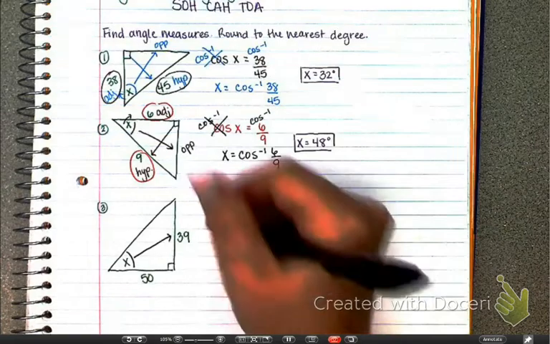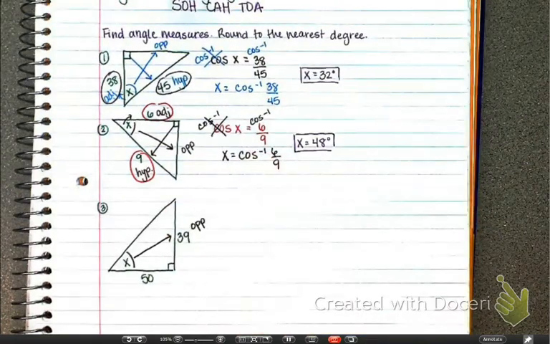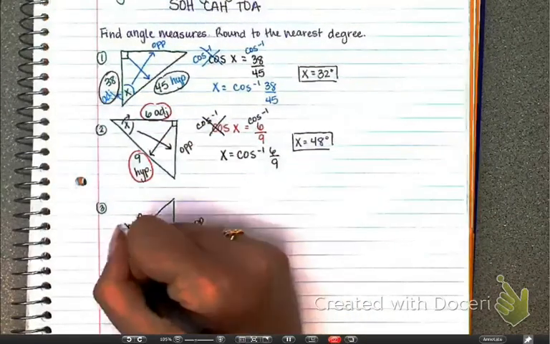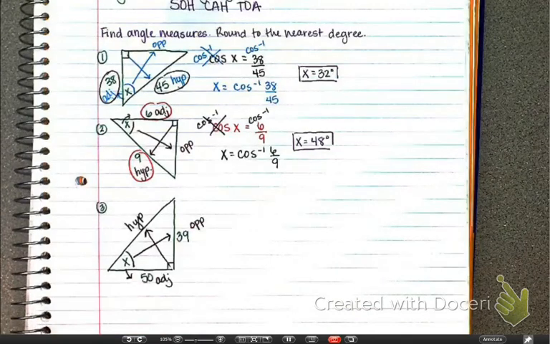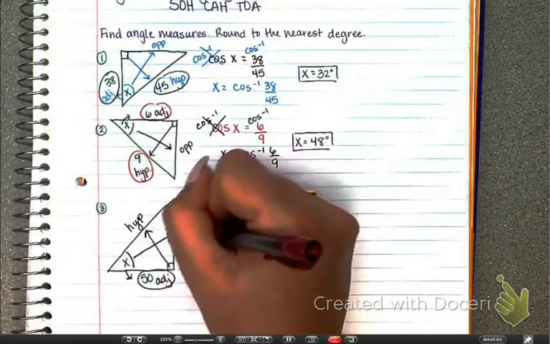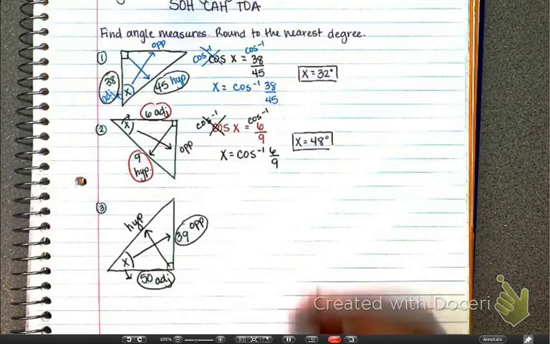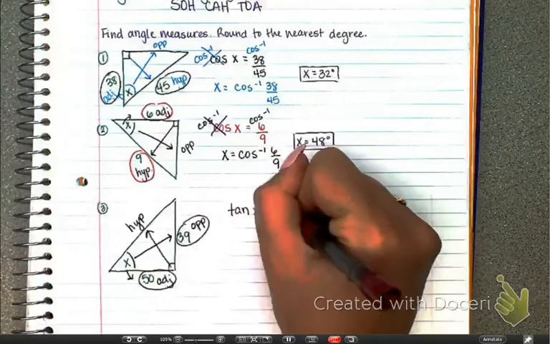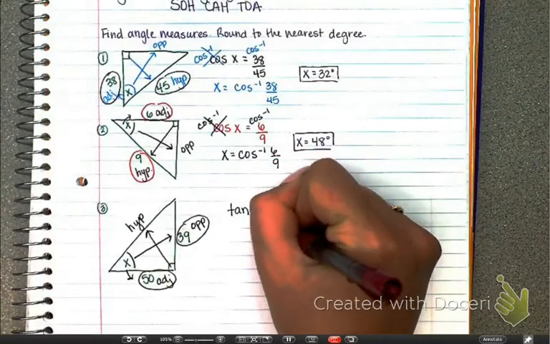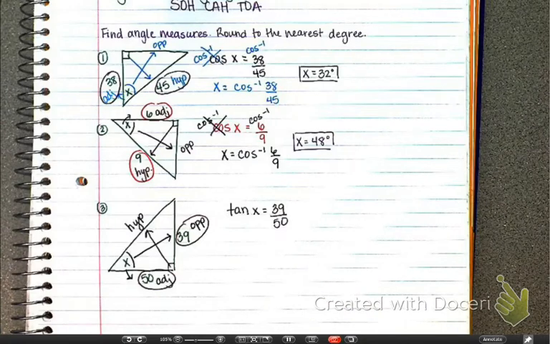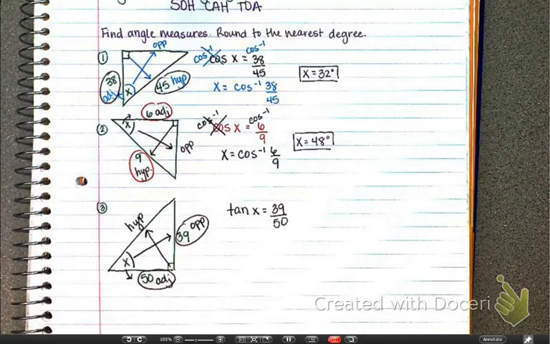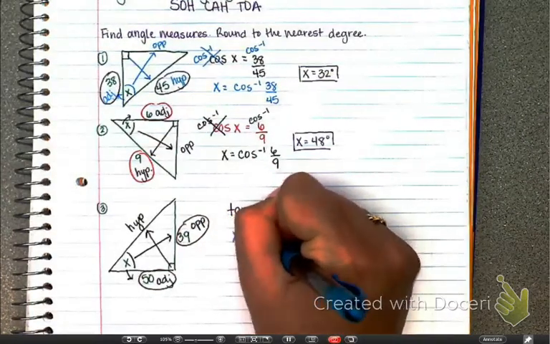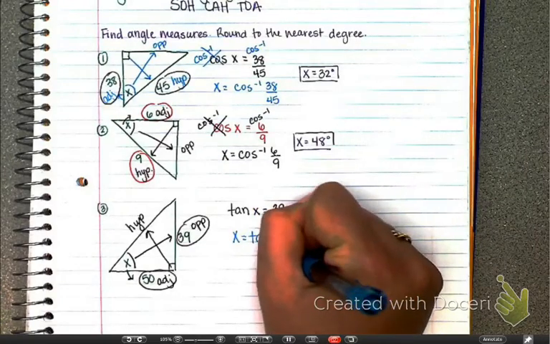Across from the angle is the opposite. Across from the 90 is the hypotenuse. Next to it is the adjacent. I know the adjacent and the opposite. And as I walked around, everyone used tangent. So the tangent of x equals the opposite over the adjacent. How do I get rid of a tangent? Inverse tangent, right? X equals inverse tangent of 39 over 50.